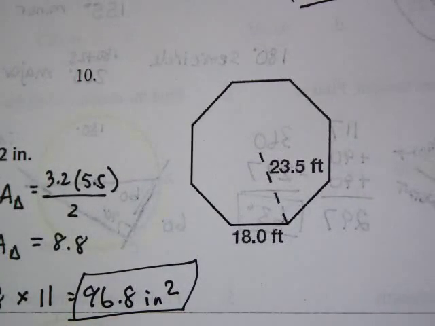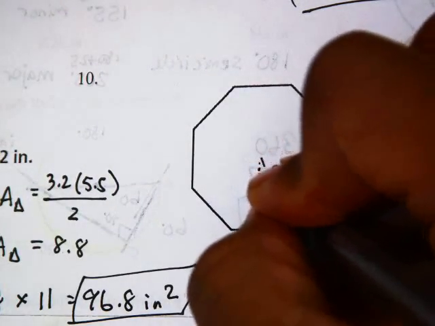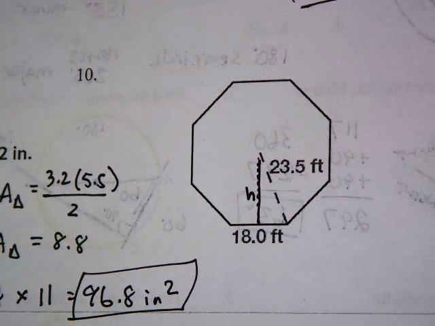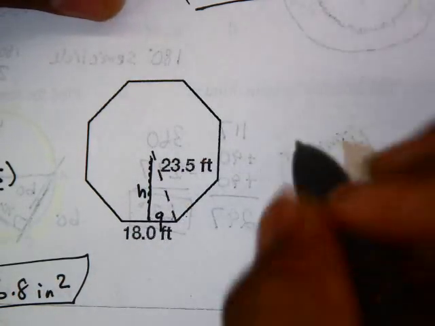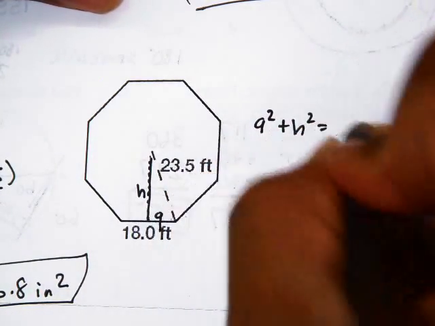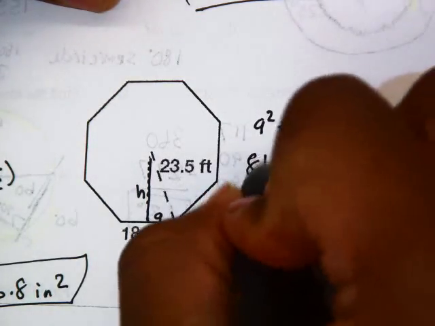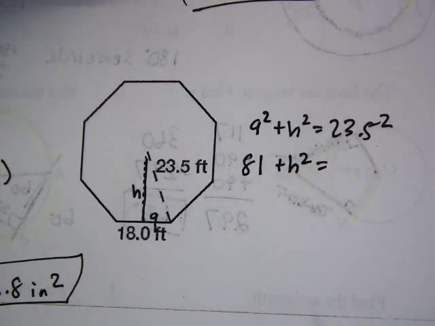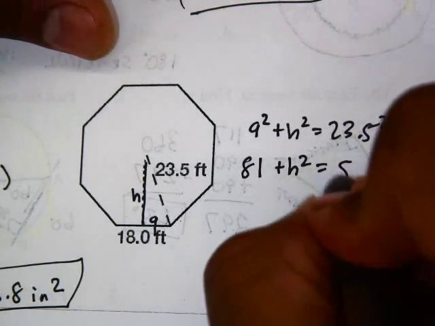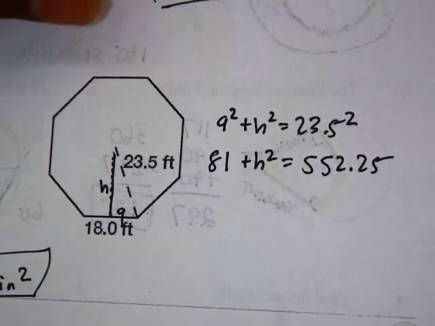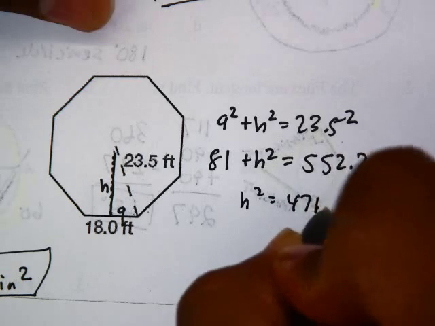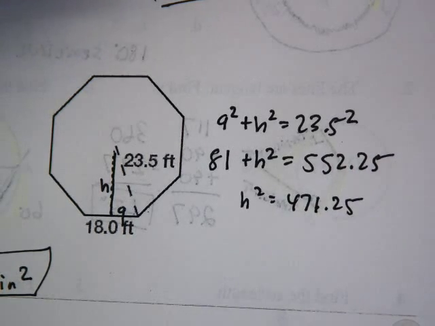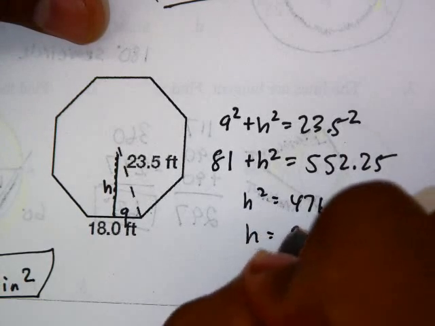And number 10 is very similar to number 9 in that I need to just know this height. So I need to solve for that height, and the way I do that is I need to use the Pythagorean theorem. This length is 9, so I need to go 9 squared plus h squared equals 23.5 squared. This is 81. This is 552.25. Subtract 81 from both sides, and then square root. I get a height that's about 21.7.